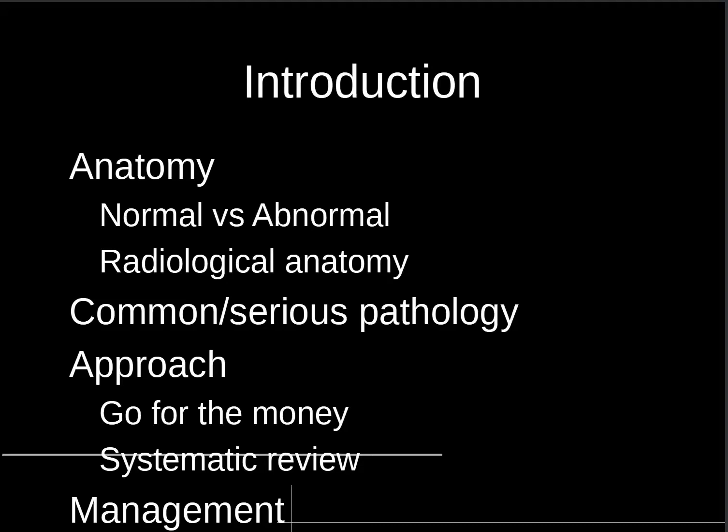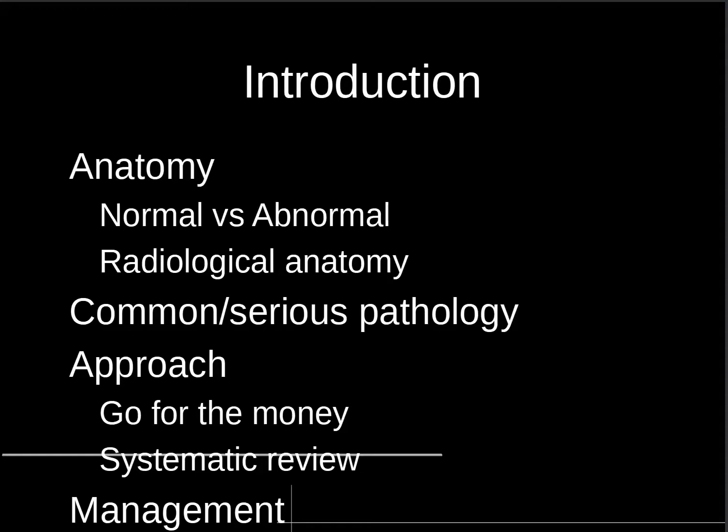So, as a brief introduction, we're going to talk about the anatomy. We're going to look at normal anatomy and compare that to abnormal anatomy. We're going to have a look at the radiological anatomy. That's essentially looking at a 2D image and trying to interpret the 3D anatomy and the pathology. We're going to look at common or serious pathologies that you may come across when you are working, and I will talk a little bit about the approach to a chest X-ray.